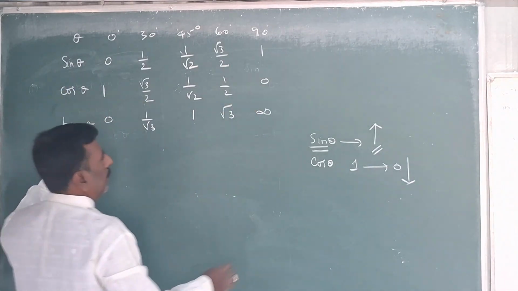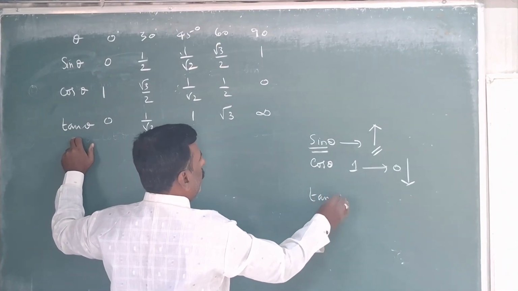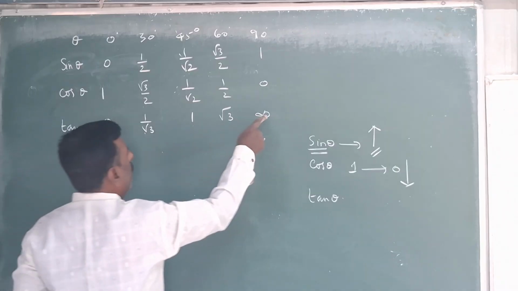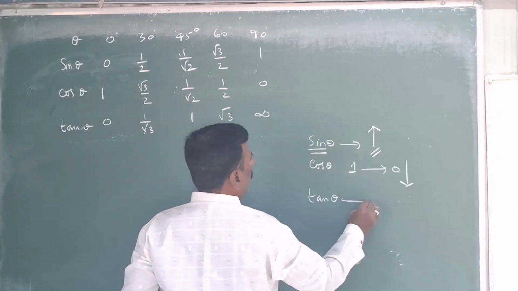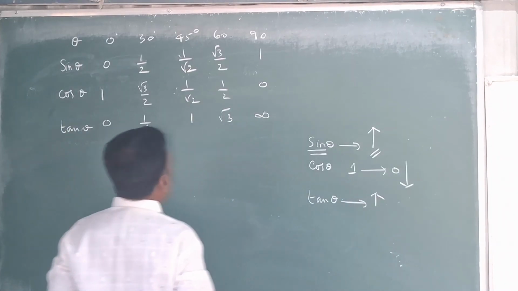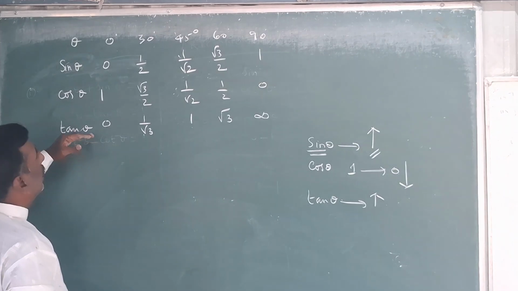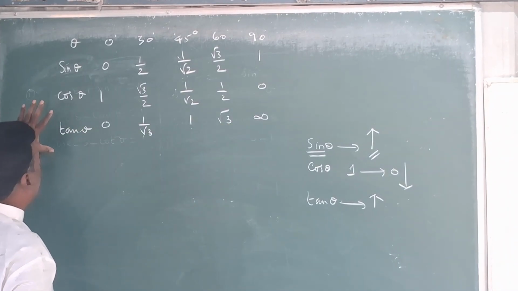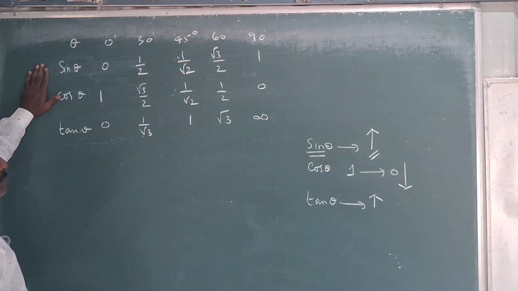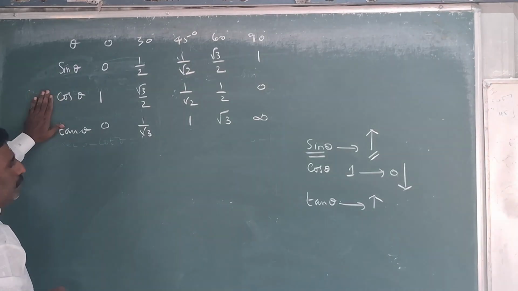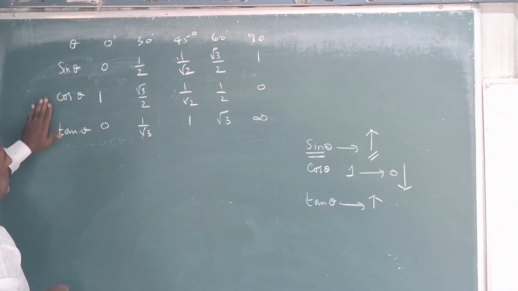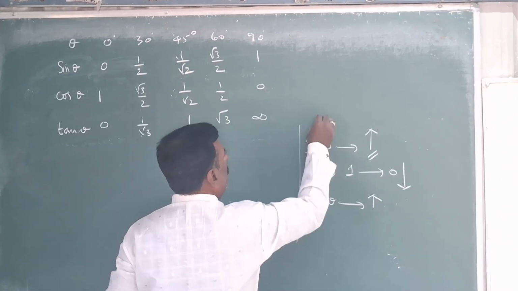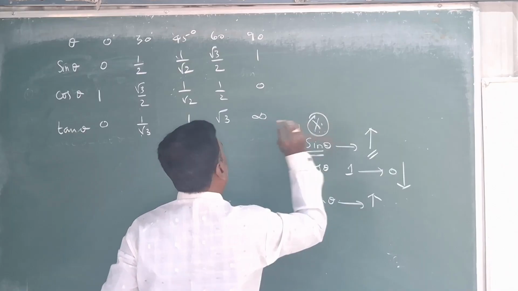What about tan theta? In the table, tan 0 is 0 and the last value is infinite. So, this is strictly increasing. So, the tan theta value is increasing in the table. So, finally, what is the result? The value of sin theta is increasing. The value of cos theta is decreasing. The value of tan theta is increasing. So, this is a very important thing for 1 mark questions. Okay.